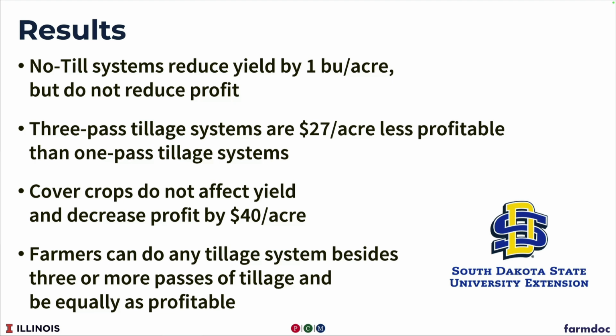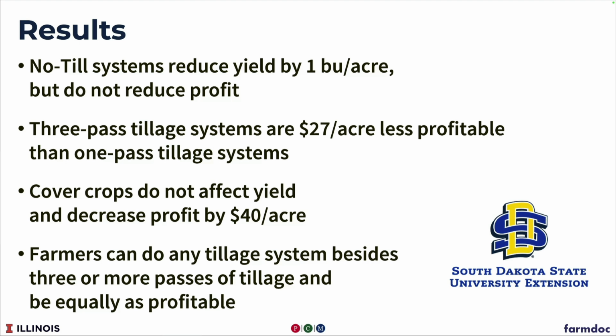The only tillage system that statistically reduced profit in our data set was 3 or more passes of tillage. So they are $27 an acre less profitable than a 1-pass tillage system when you control for all the factors like weather and different applications. So we can find that direct effect. So 3 or more passes of tillage is consistently less profitable. We also find that over this period, and remember, this is 8 years, but usually we're only observing the field every other year, so probably 4 years, 5 max.